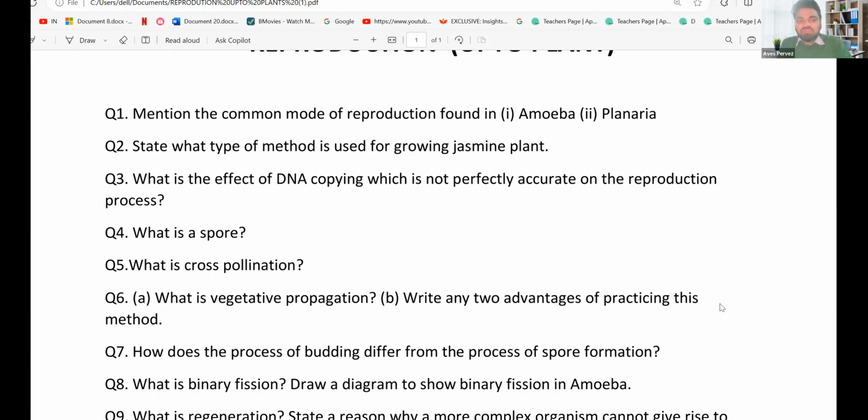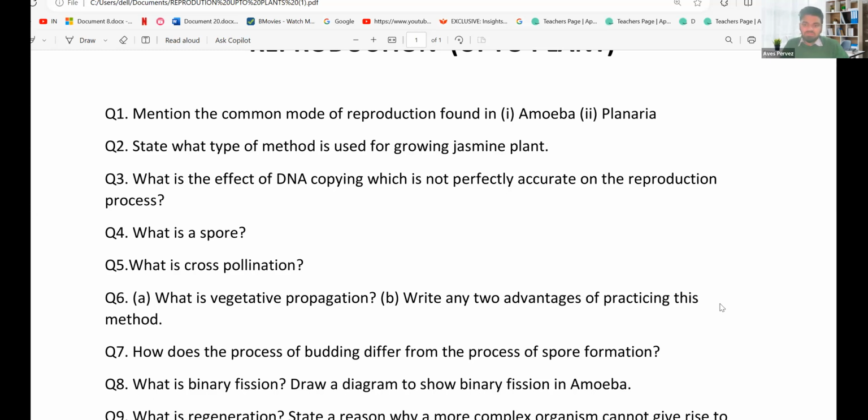Yes, Madhya. What's the answer for question number 3? I don't know. You don't know. Jaslin, what's the answer for question number 3? Sir, in DNA copying, sometimes it is not perfectly accurate, because in the reproduction process variations can occur, and these variations are essential for the survival of species.